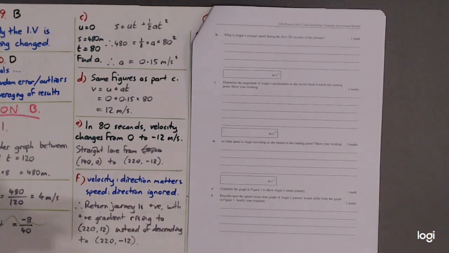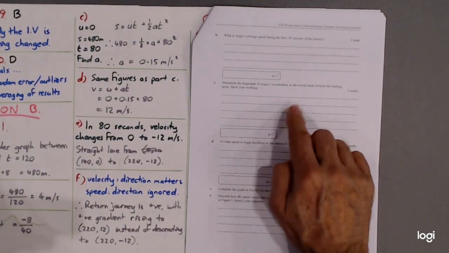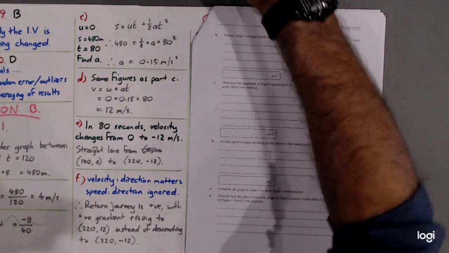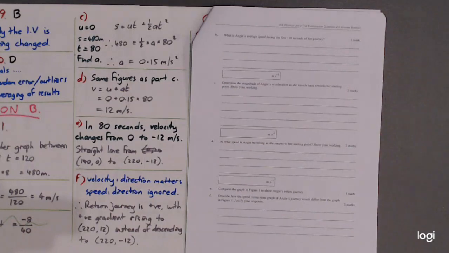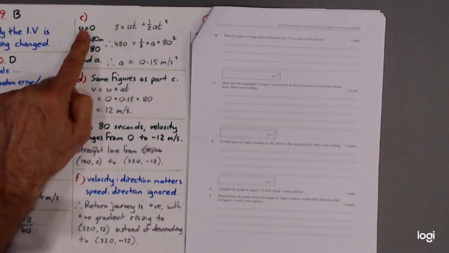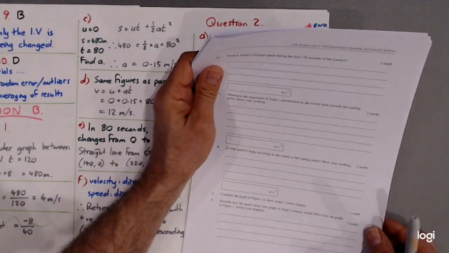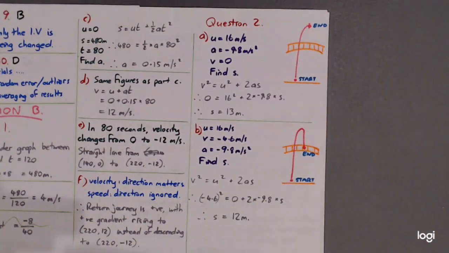Now, by the way, it's absolutely fine to answer question F over here by saying, see line that I've drawn on graph, labeled F. And then go over here and do that and just label it F. Right? That's really clear communication. Everyone's going to give you full marks for that. Or you can just describe what would happen. The return journey is positive with a positive gradient rising to that instead of descending.